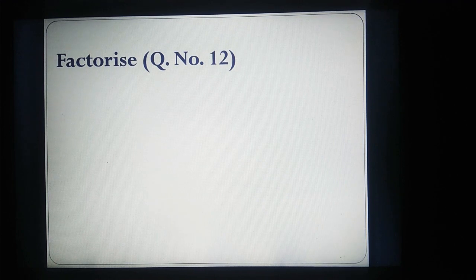So I had given you a few work, so I hope you have done those work. Now with the basics which I have already learned, we are going to start our question number 12. In question number 12 we need to factorize this thing. Let us quickly see the full solution, then I'll explain how things are happening here.